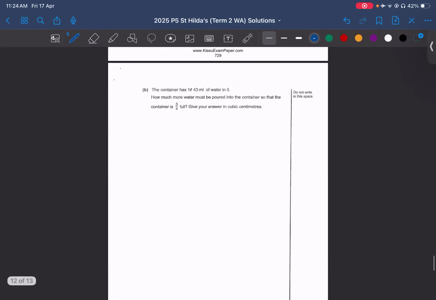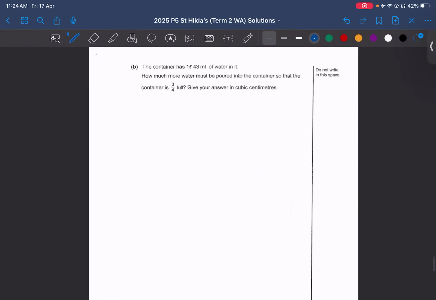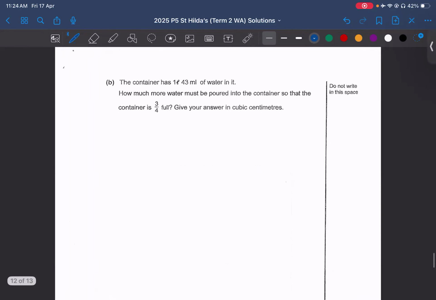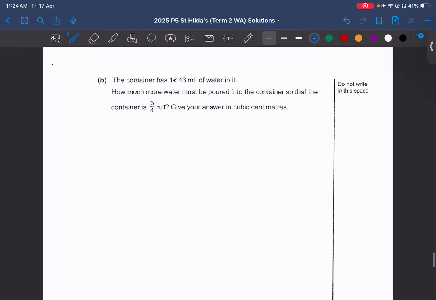Okay, part B. The container has 1 liter and 43 milliliters of water in it. How much more water must be poured into the container so that the container is 3/4 full? Give your answer in cubic centimeters. So now the container contains 1 liter and 43 milliliters of water in it. So what we're going to do first is convert all of these into milliliters.